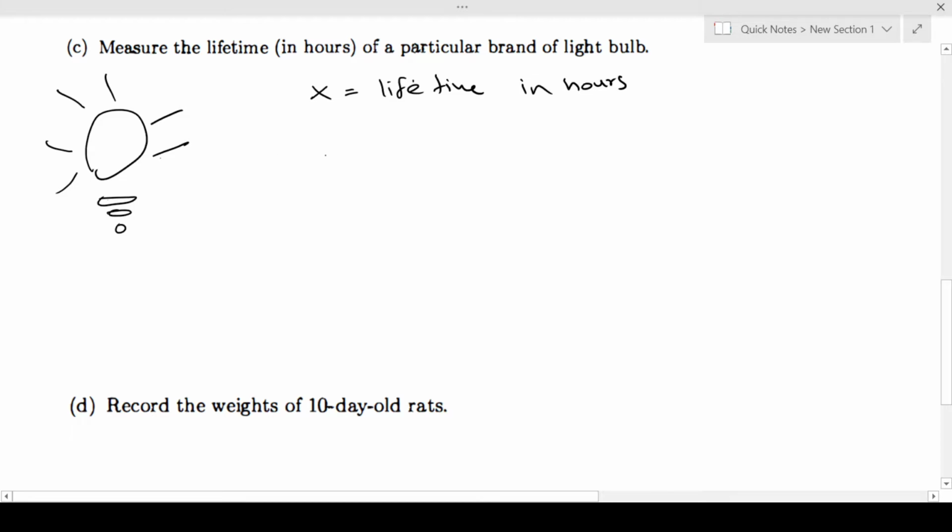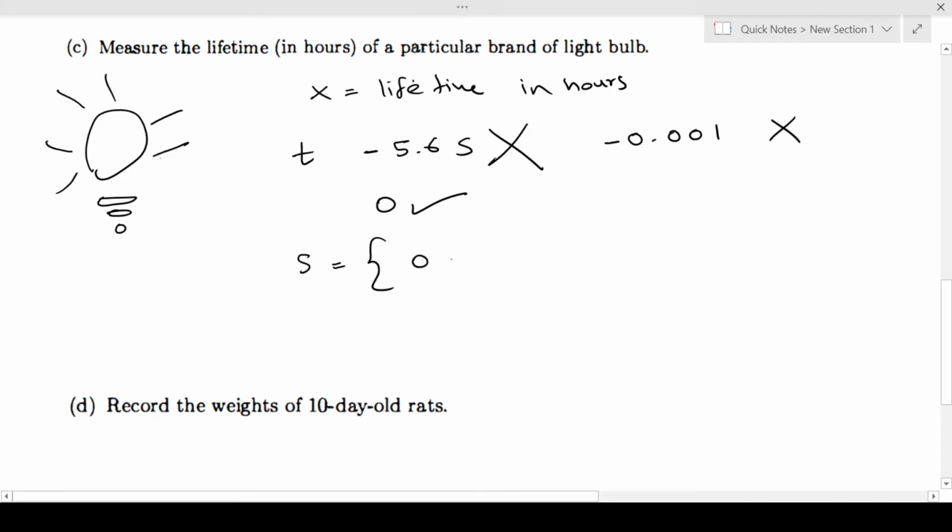So sample space. We are measuring time. Time, can it be negative 5.6 seconds? No, right? Since we are considering a time, the lifetime of the light bulb cannot be negative. Can it be negative 0.001? No, still no. Can it be 0? Yes, it is possible. Let's say the brand new light bulb you got was a broken one, so it can be 0.